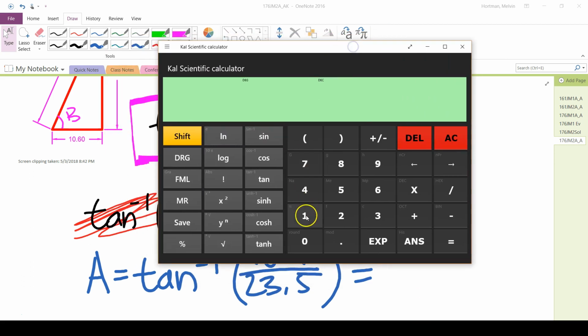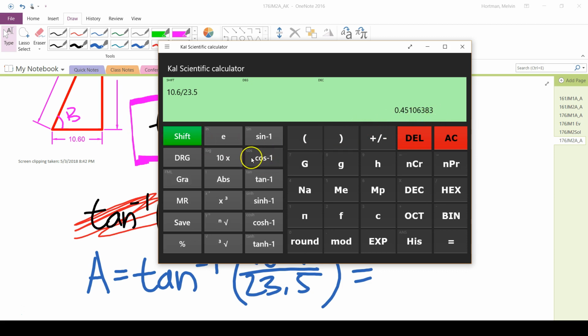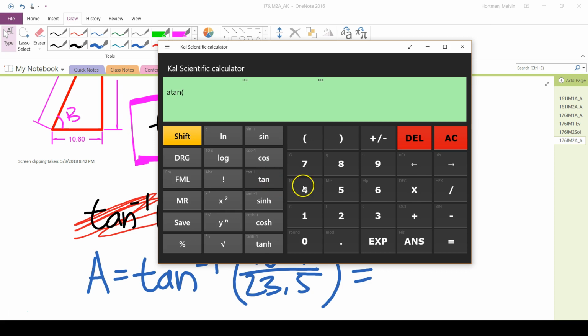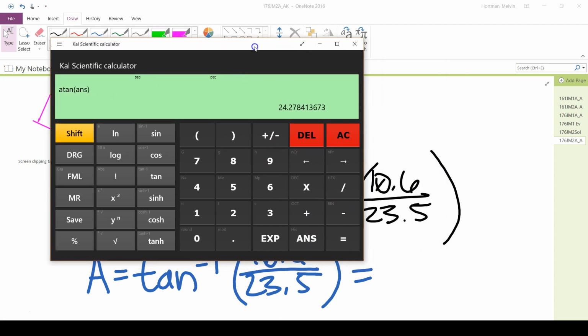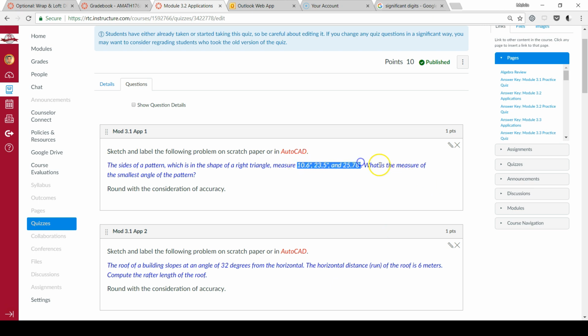So I have my calculator right here. I'm going to do 10.6 divided by 23.5. That equals, whoops, I noticed an error in my calculation. Do you see that? So I'll redo that. 10.6 divided by 23.5. We get 0.45106383. If I take the inverse tangent of that, so I'll go to the second key or press tan twice to get the inverse tangent of my previous answer, I get 24.27841369, or 13673.